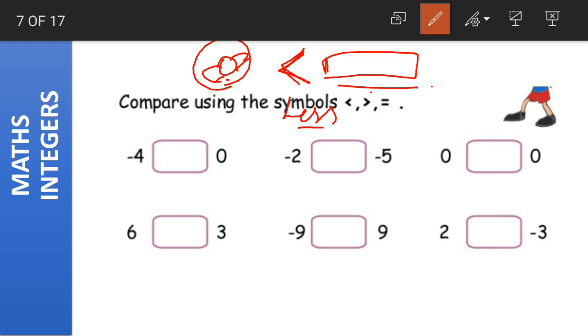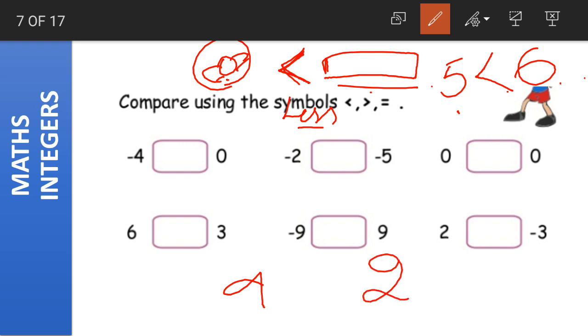In the same way, if I give you two numbers 5 and 6, which is the greater number here? You open your mouth towards the greater number. We read it as 5 is less than 6. Again, if I give you numbers 9 and 2, the greater number here is 9. So open the mouth towards 9. 9 is greater than 2.